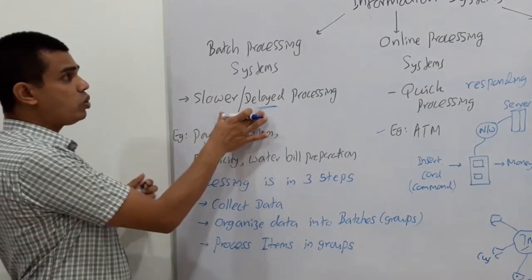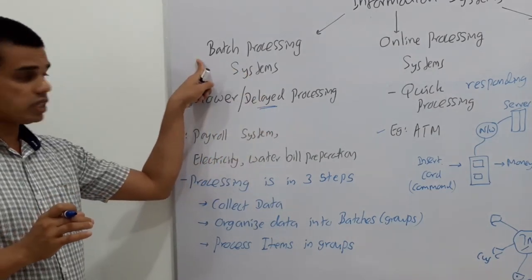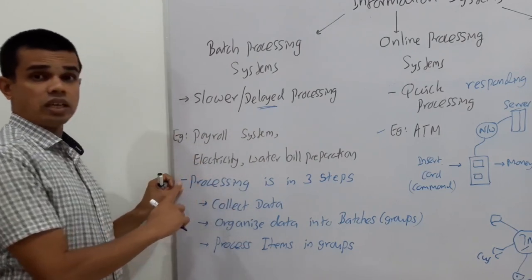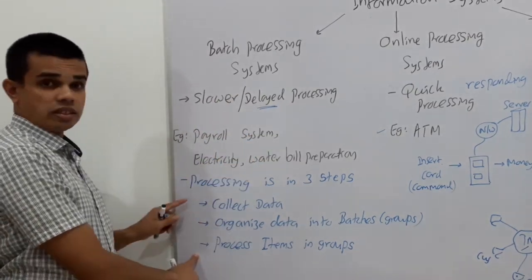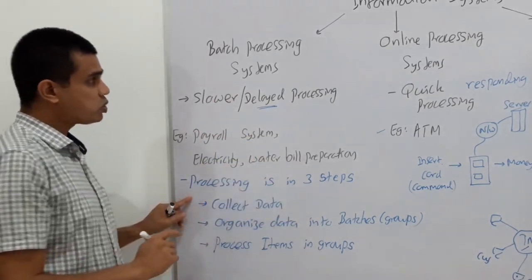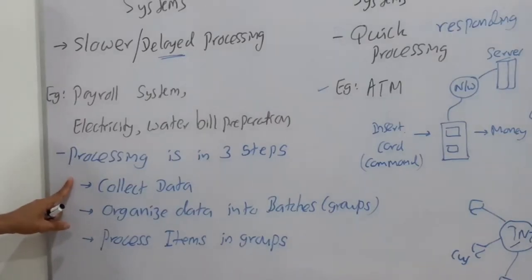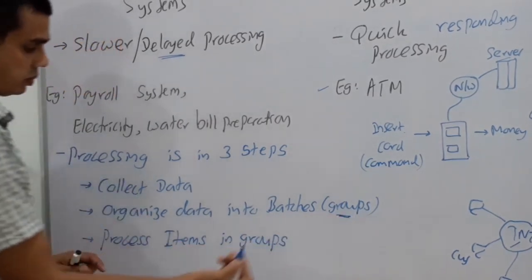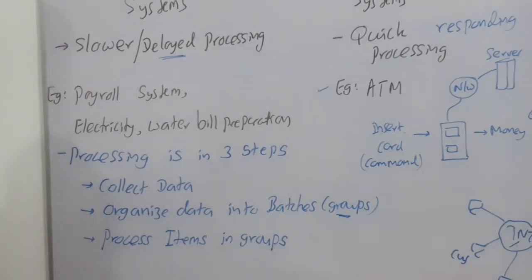But when you look at how the batch processing system works, it processes your commands, your data, in three steps. There are three steps to process under batch processing. The first step is collecting data. They collect data, then organize them into batches or groups. After that, the items in the groups are processed one after the other.